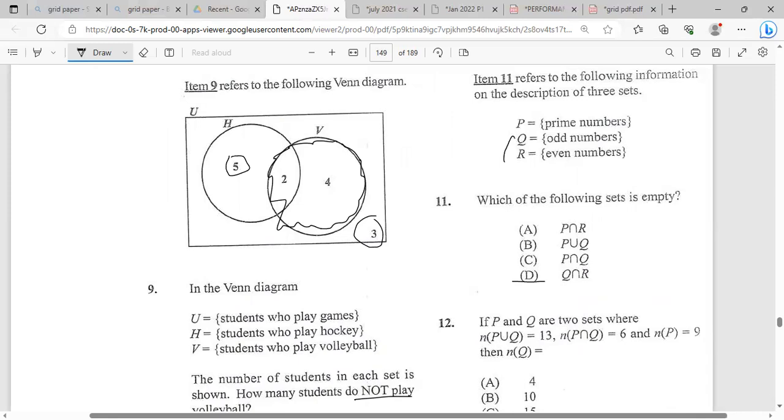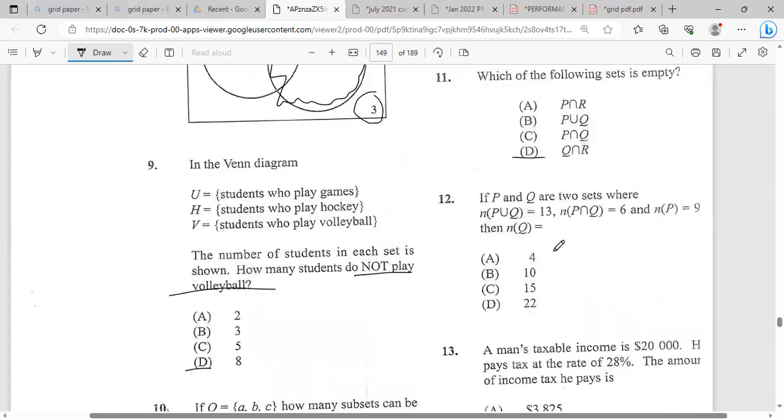Number 12 says if P and Q are 2 subsets, I'm just going to draw it to make it easier for you guys.